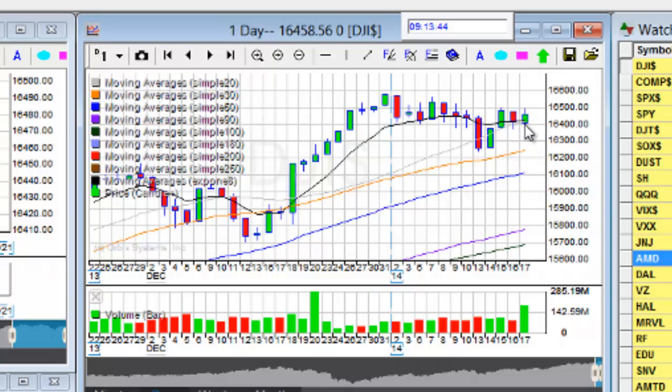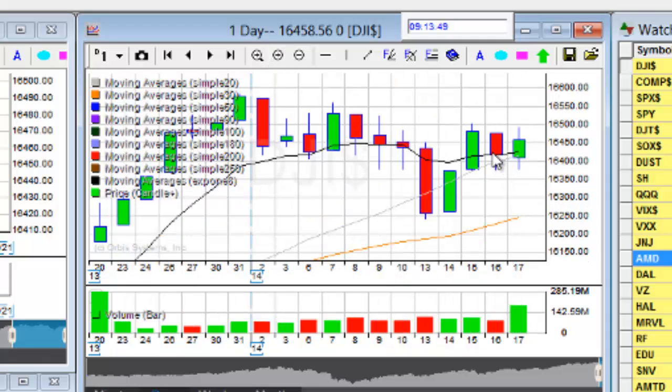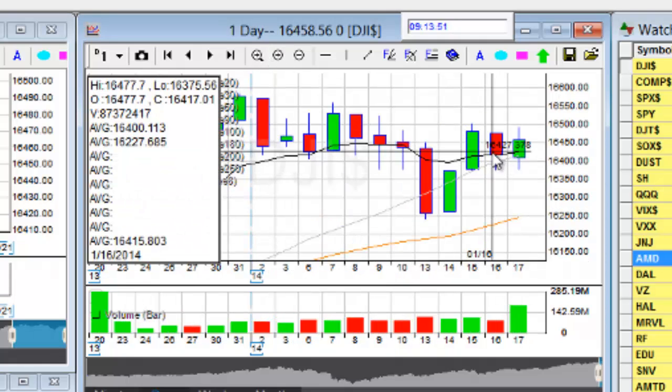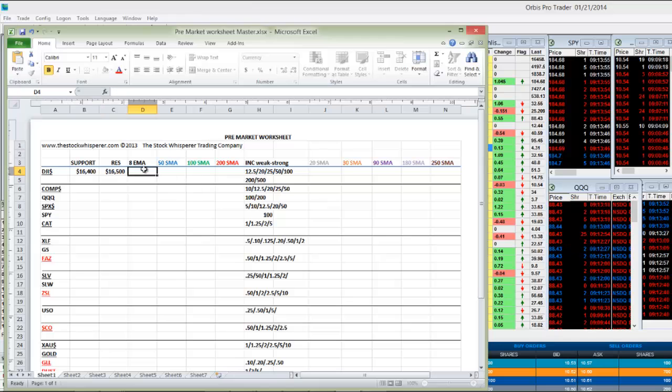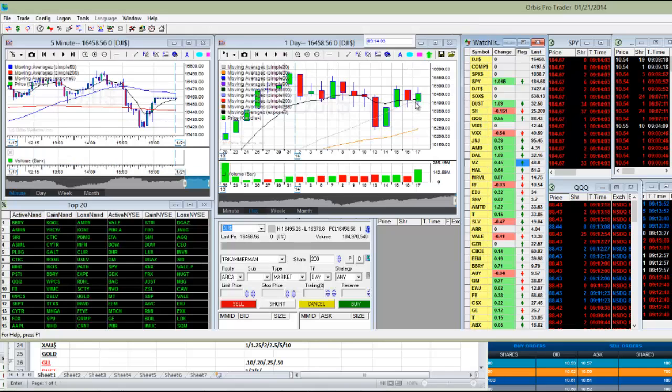And the next thing I look to do is see if there's any moving averages that are close. And there really are. The 8, which I love, that's at 16,425. So I'm going to put that in. And we have the 20 SMA, which is pretty close to that, at 16,411.